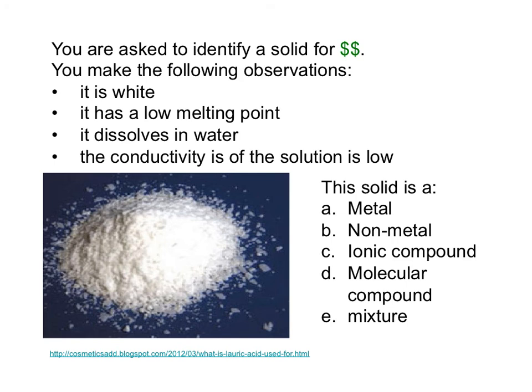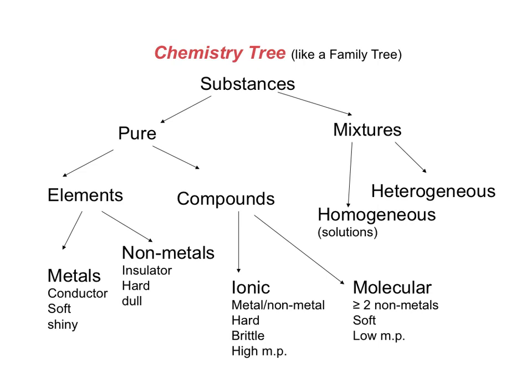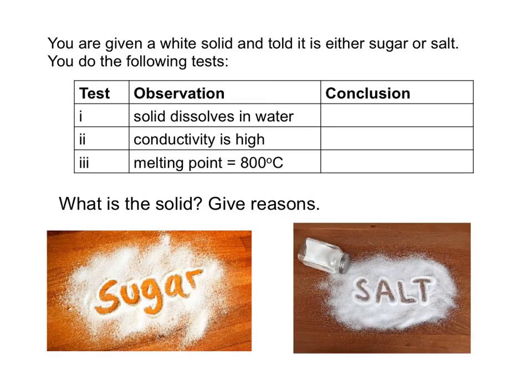You observe the following properties, so stop the video and identify what the solid is. Color doesn't give us much information. Low melting point means we can eliminate ionic compounds because ionic compounds have high melting points. Dissolves in water eliminates most metals and nonmetals. Low conductivity matches a molecular compound which also has a low melting point. Keep in mind the classification of substances in the chemistry tree. Properties help us identify the substance type.